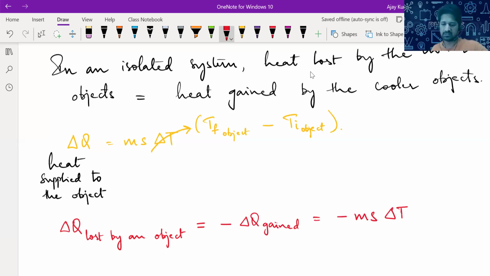Okay. Now, why are we discussing this? Because to apply the principle of calorimetry, you need to know how to write an expression for heat lost by a system. Fine. Heat lost by one object is equal to heat gained by the other.